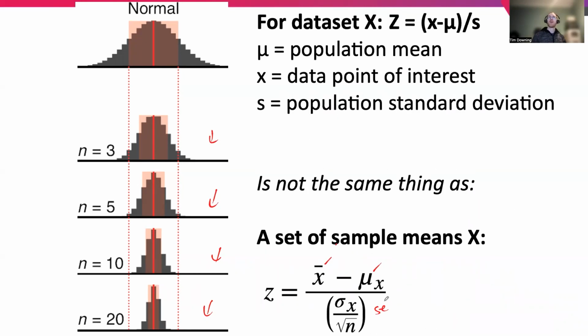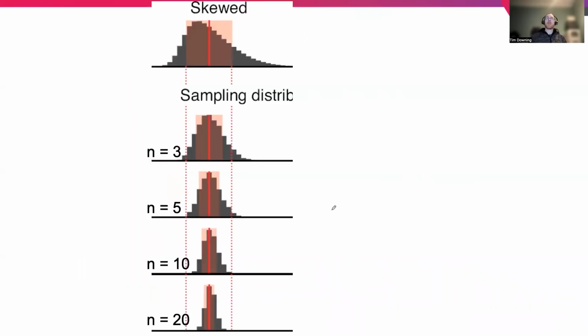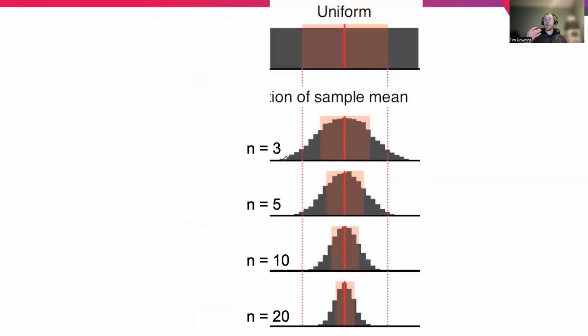So we can say that for a data set, we have x minus mu over the standard deviation, and that's different from our estimate of the standard error and our sample mean and our population mean. If we had a skewed distribution, we would see the same thing. The sample distribution would look like this. And same for the uniform distribution, which I just alluded to. As long as we have more samples, we'll find that it approximates a normal distribution with a predictable shape.